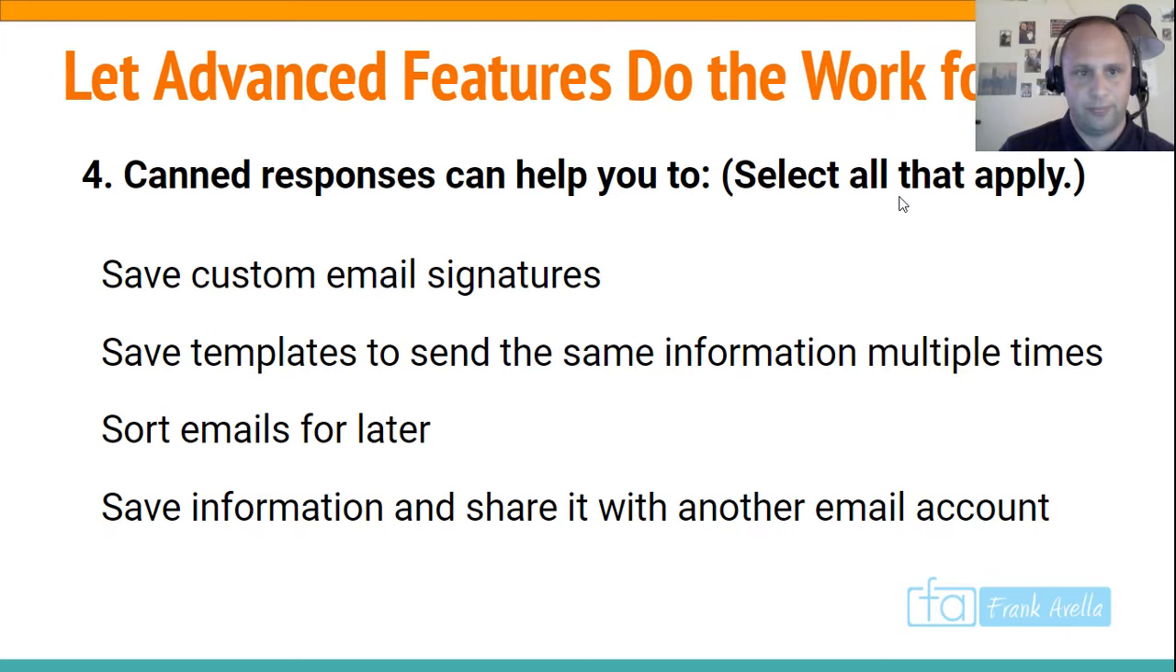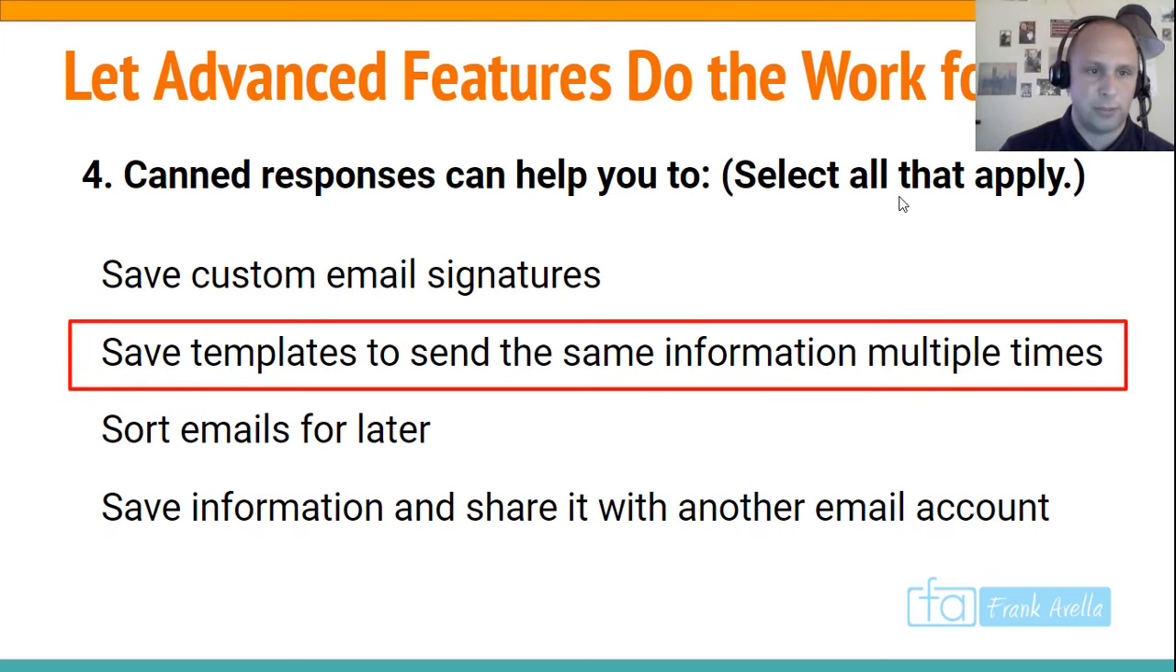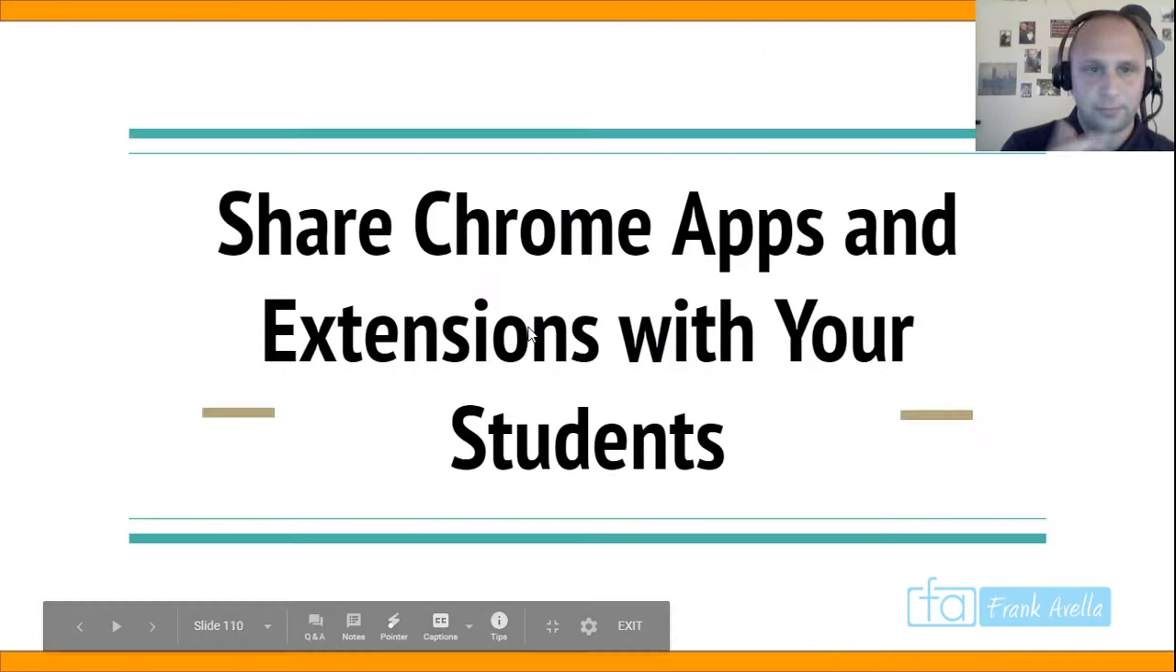Canned responses can help you to what? Save templates to avoid typing the same information multiple times. I jumped back; it used to have a choice to save custom email signatures. This is a new feature here. Maybe a couple months ago, this was one of the answer choices, but now they have their own little signature thing. If you go through this Google training, one part of this section does mention email signatures, but it says to make multiple different email signatures. I just took this test beforehand, and previously this one was one of the answers. Now it has just this one as the answer. I think they took this off because they have a new email signature feature. I'm going to go back and double check this. Okay.